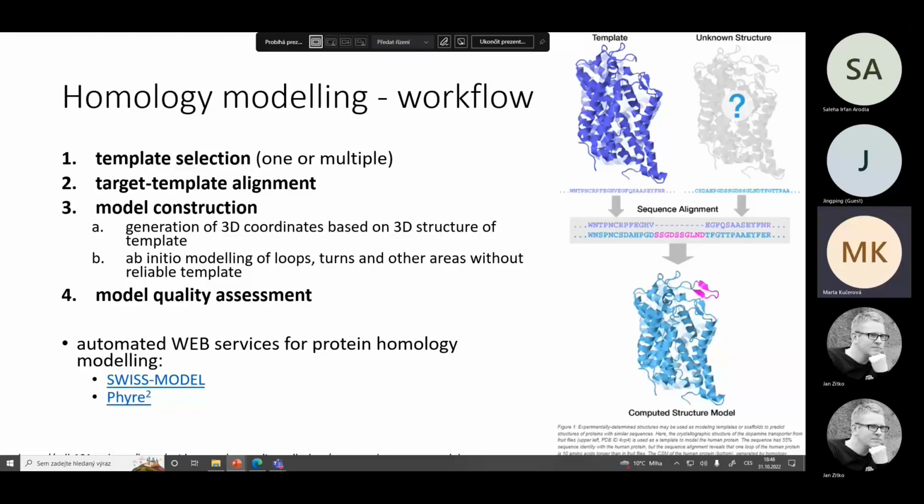The template should be from crystallography, X-ray for example, or experimentally determined. We use an experimentally determined structure as the template. For example, in the unknown structure, when we know that it could be a template for another one. So it depends on the sequence identity or similarity, and also on the function of the protein. The protein should be similar in the function.